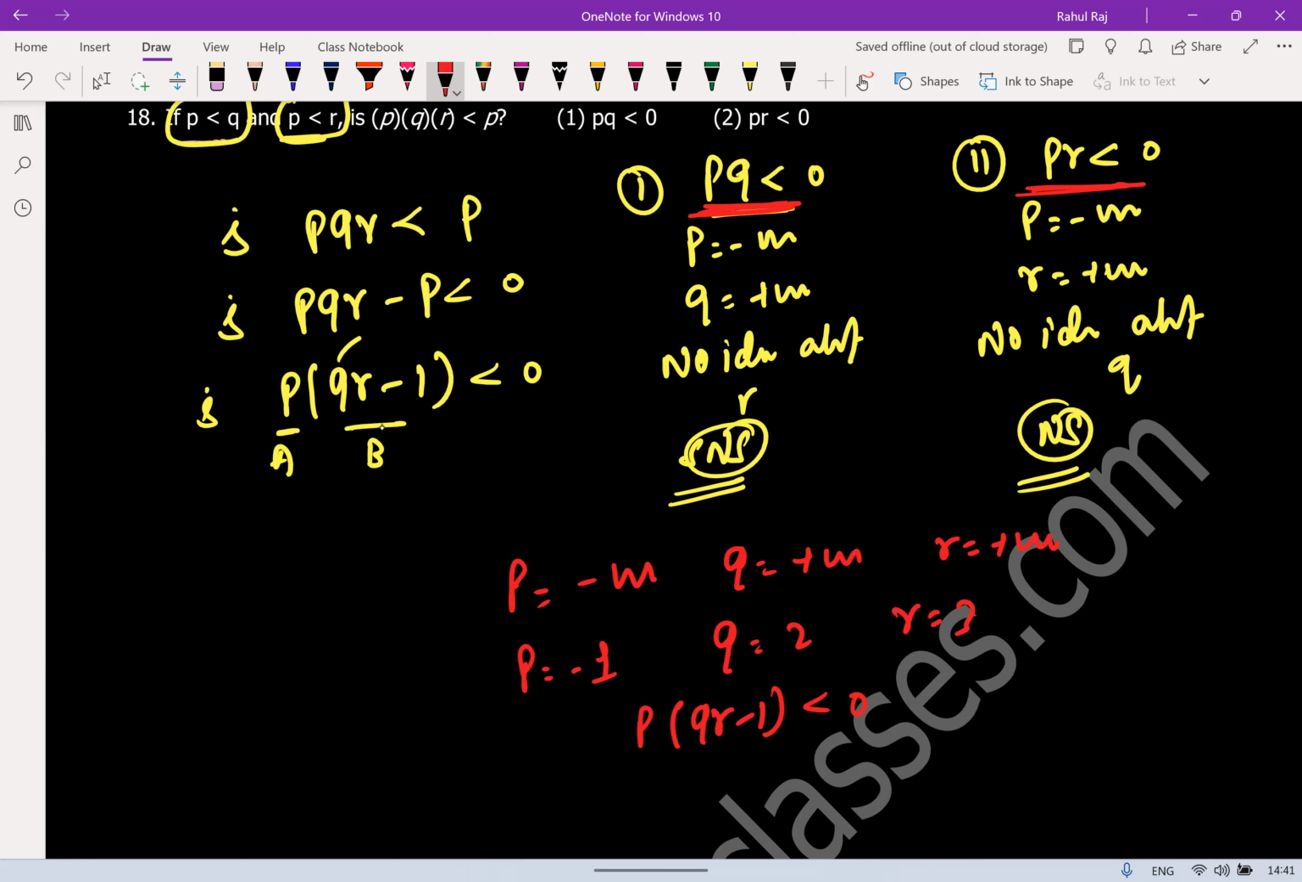P is minus 1, QR is what? 3 into 2, 6, 6 minus 1 is 5, minus 1 into 5 is minus 5, which is less than 0. But what I have told you, whenever you are taking a number, ensure that you try and generalize the way you consider numbers.